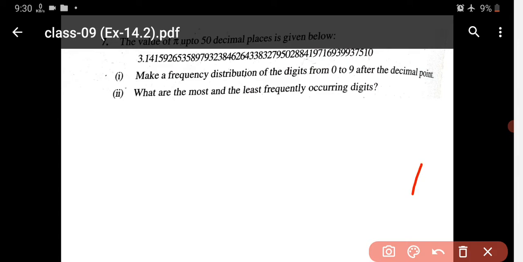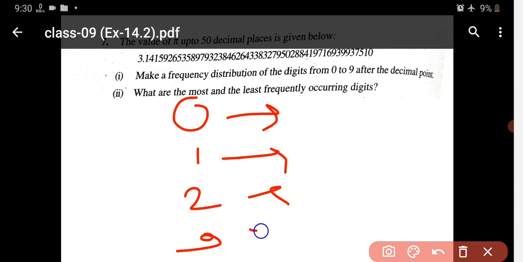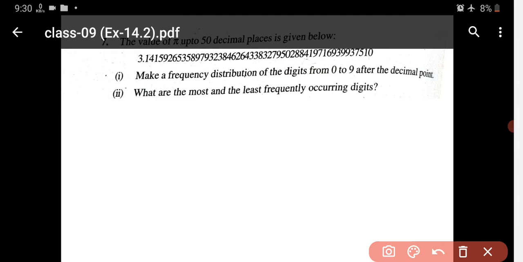Make a frequency distribution table for the digits 0 to 9. Okay, you have to make a frequency distribution table from the digit 0 to 9. Means first write digit 0 and then 1, then 2, up to 9, and then mark the tally. It is 1, then in front of 1 you have to write. It is 4, then in front of 4 you have to write. It is again 1, you have to write. Like that you have to mark the tally mark. In the last you have to make a table. Write the most and the least frequently occurring digit. Okay, which comes the maximum number of times, write that digit, and which comes the minimum number of times, write that digit also.